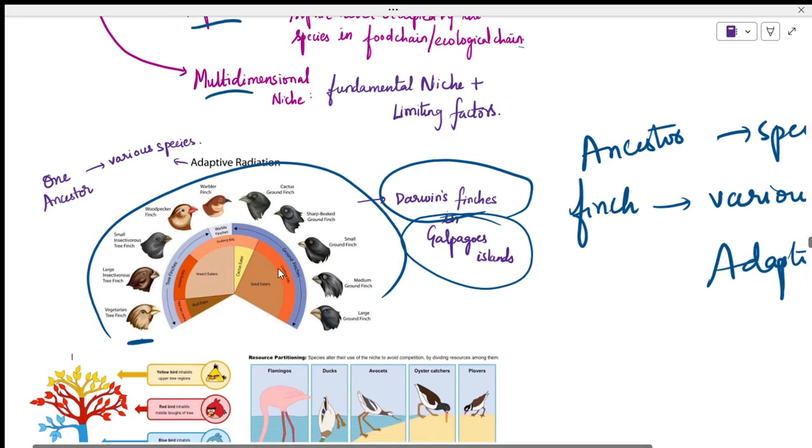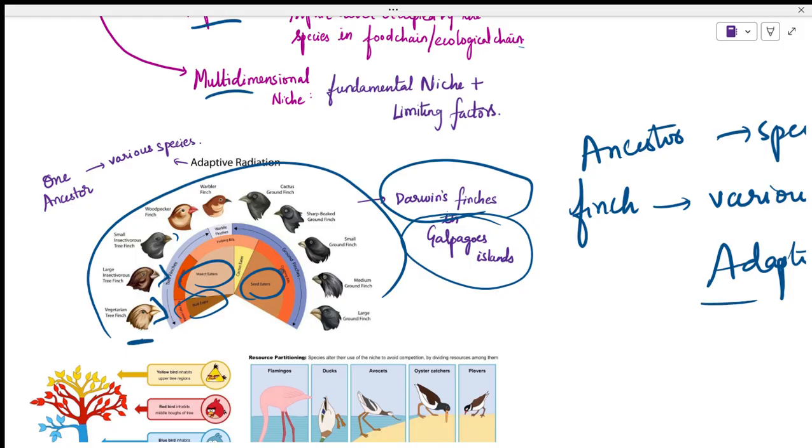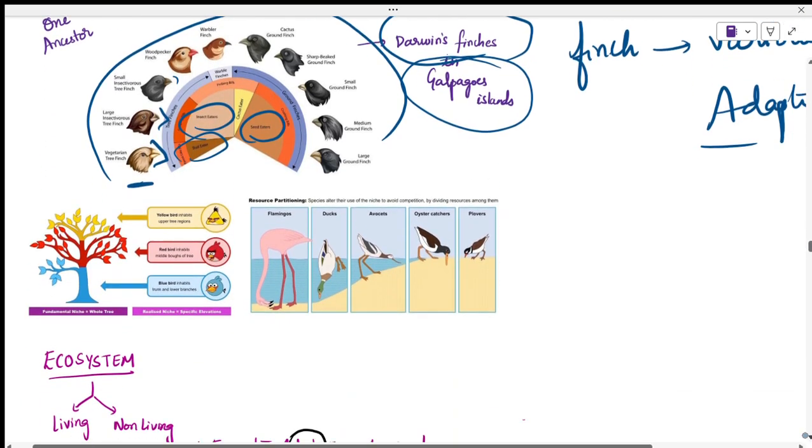Yeah, so we can see that the sharpness of the beak of the finch is different for different finches. There are some finches which eat insects, there are some finches they eat seeds, there are some finches they eat birds, right? So according to the competition, they have changed their body structure itself. This is called adaptive radiation, and this was observed by Charles Darwin in Galapagos Island.